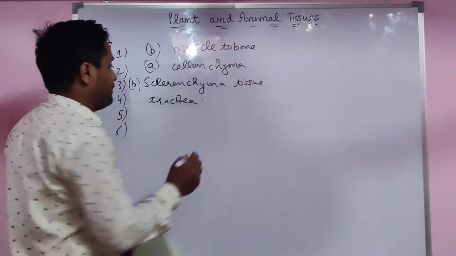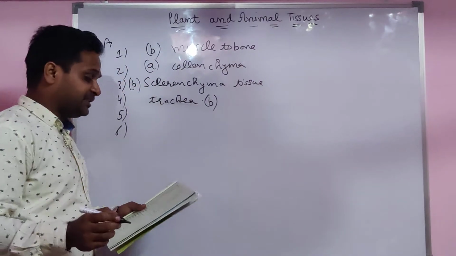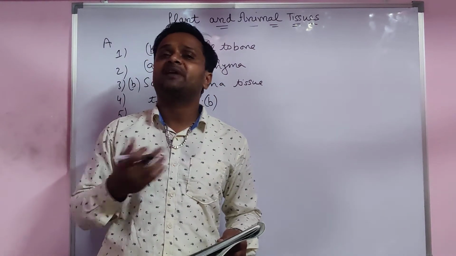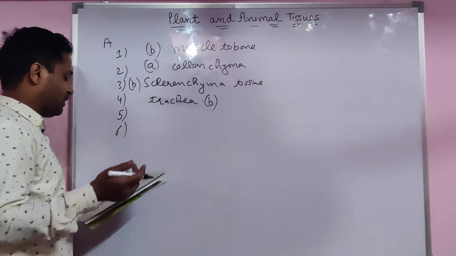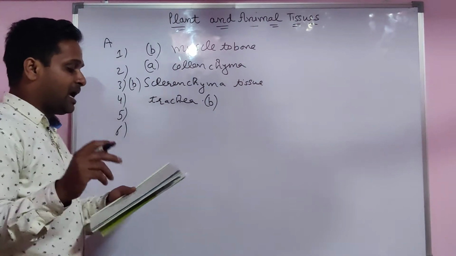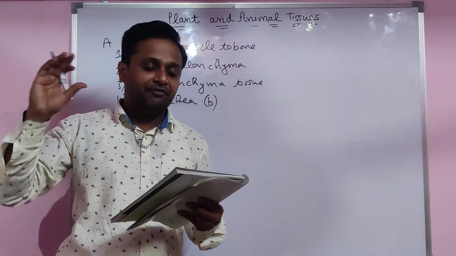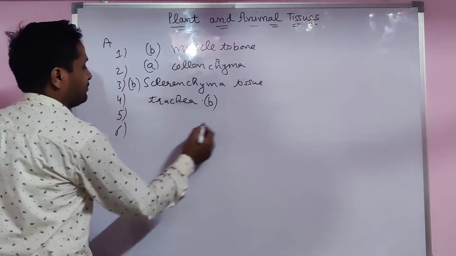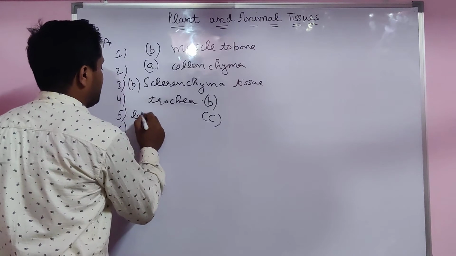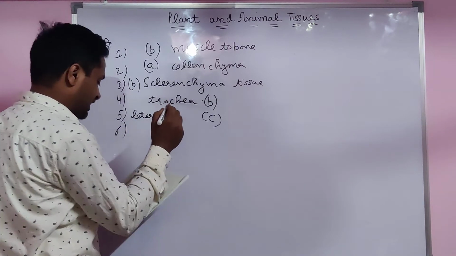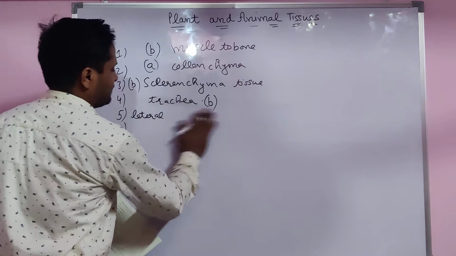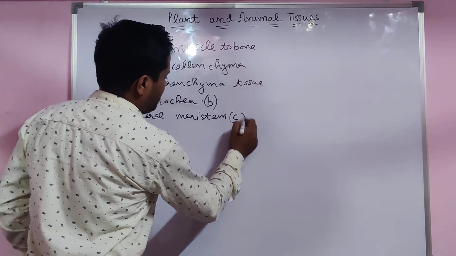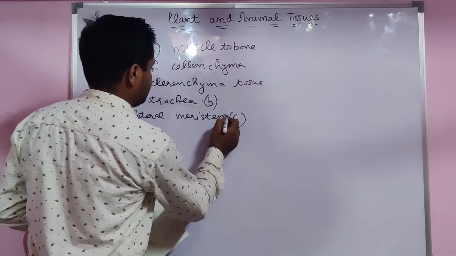Four options are there: skin, trachea, lining of stomach and belly. Ciliated epithelium is in the trachea and windpipe only. Now come to the fifth one. Cambium is found in apical meristem, intercalary meristem, lateral meristem, and none of these. The answer is the C part only, lateral meristem.